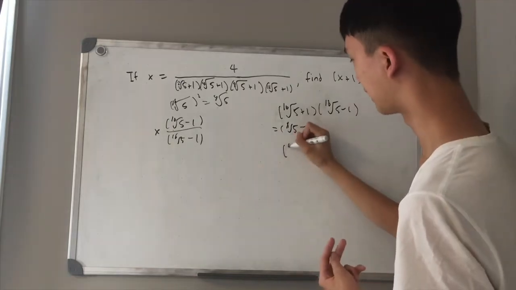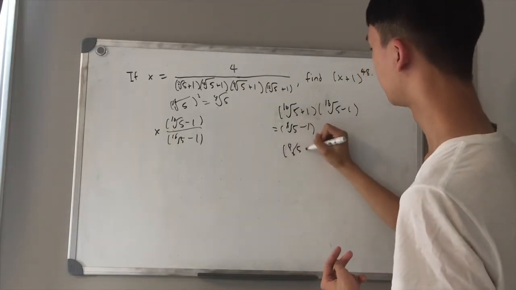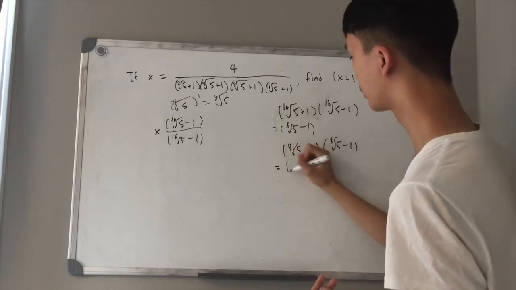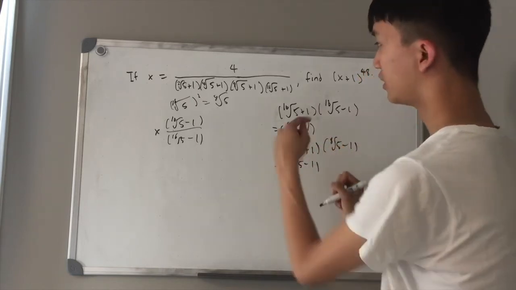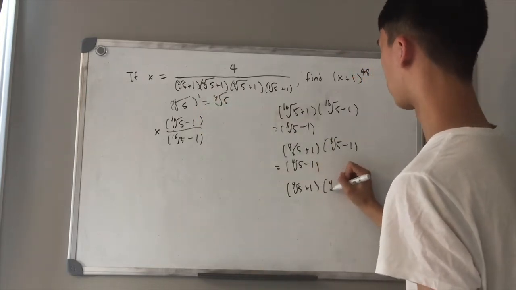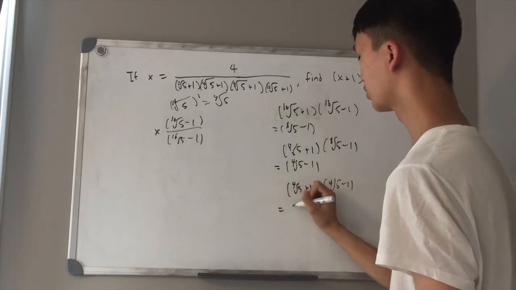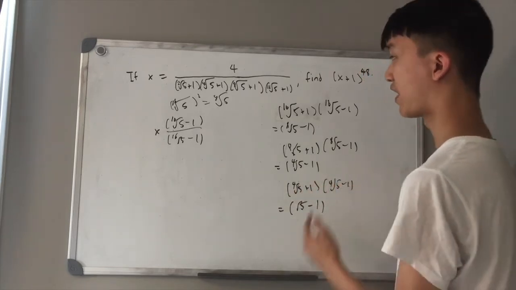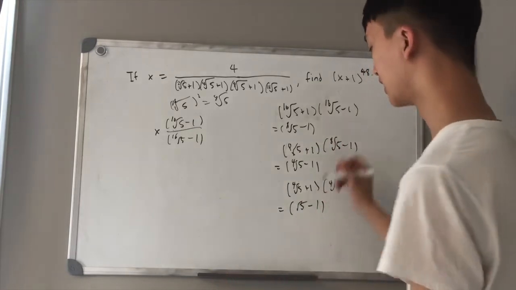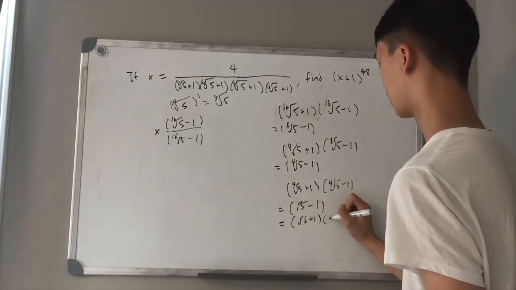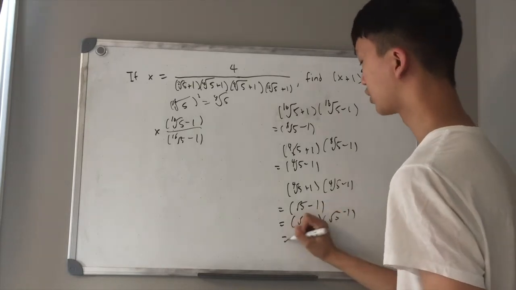And so we have the 8th root of 5 plus 1 times the 8th root of 5 minus 1 is equal to the 4th root of 5 minus 1. Similarly, the 4th root of 5 plus 1 times the 4th root of 5 minus 1 is equal to root 5 minus 1. Now multiplying the root 5 minus 1 and root 5 plus 1 gives us 4. So finally, root 5 plus 1 times root 5 minus 1 is equal to 4.